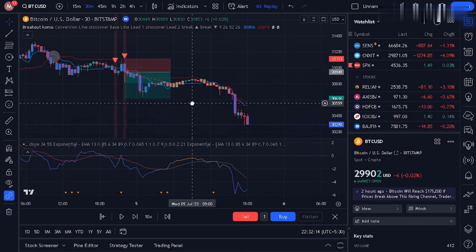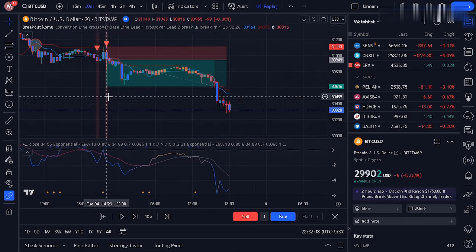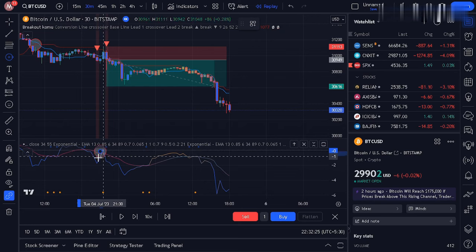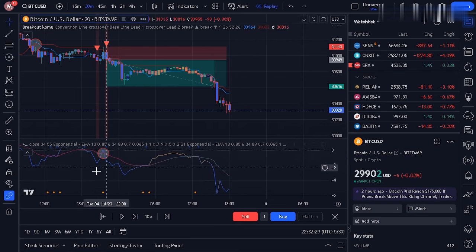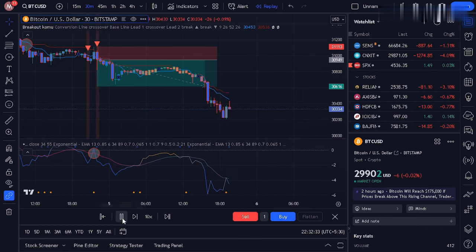You can see how the trade performed. Now let's see more. And for confirmation, we can see how the Klinger Oscillator also shows us a bearish crossover, so that's a confirmation we need to look for.